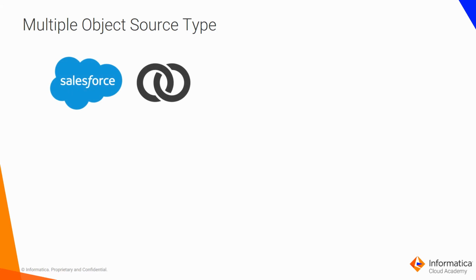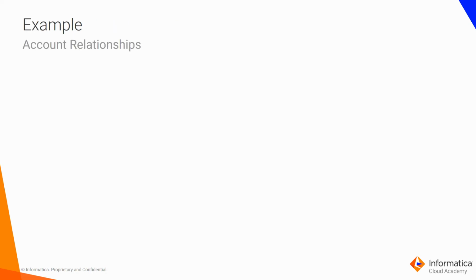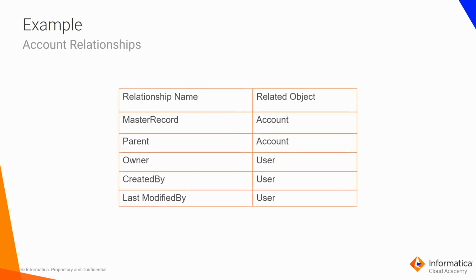You can also join Salesforce objects as well. The way this works is that you first add your primary Salesforce object, and then you would click on it and select from a list of related objects. With Salesforce, you are bound by what predefined relationships exist in Salesforce for objects. For example, if I choose my account object as my primary object, this is a list of relationships that is available to me. So an account can be related to another account, and an account can be related to a user in 3 different ways.